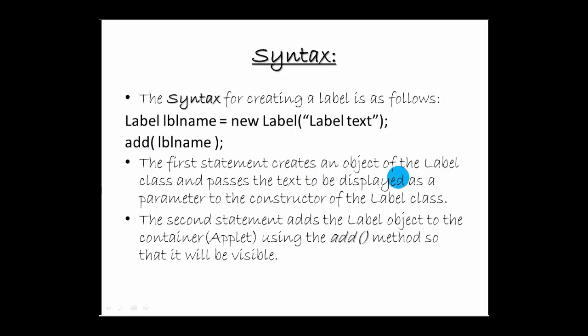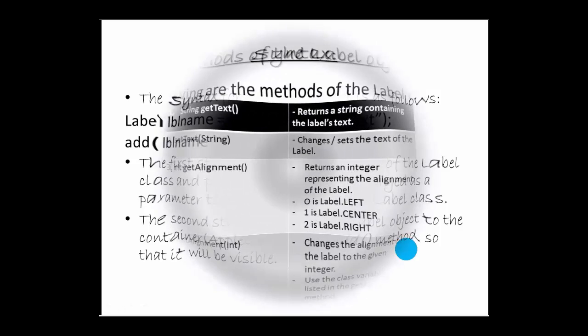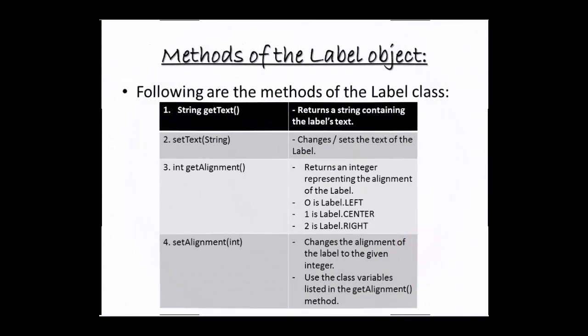The first statement creates an object of the Label class and passes the text to be displayed as a parameter to the constructor of the Label class. The second statement adds the label object to the container, that is an applet, using the add method so that it will be visible. If you don't use the add method, the label will be created but will not be visible. Now the methods of the label objects are as follows.